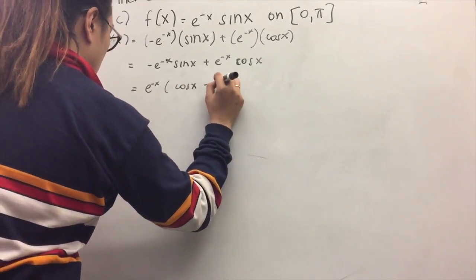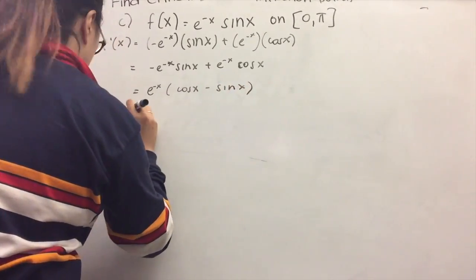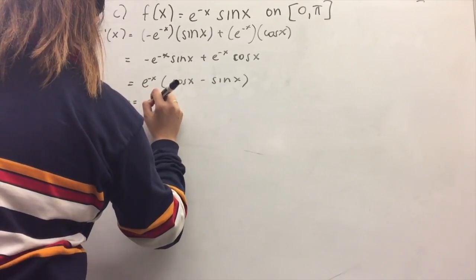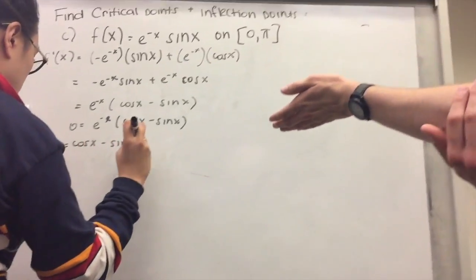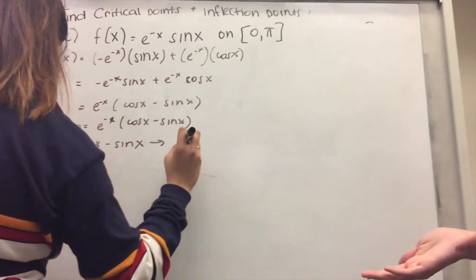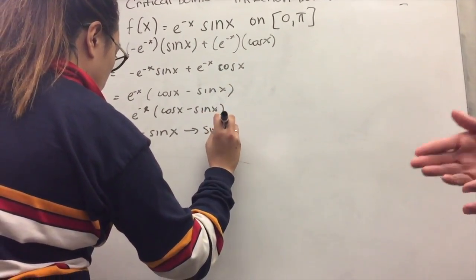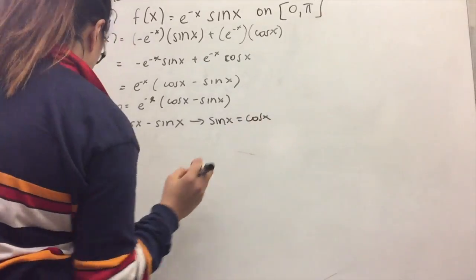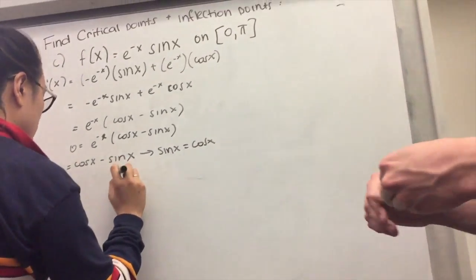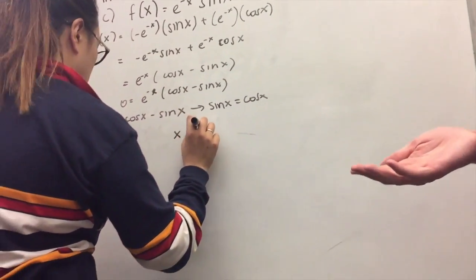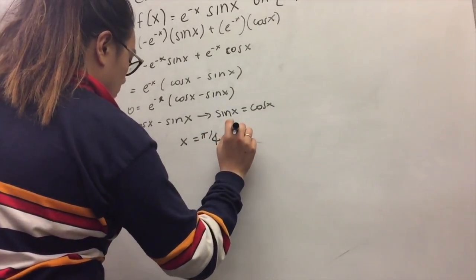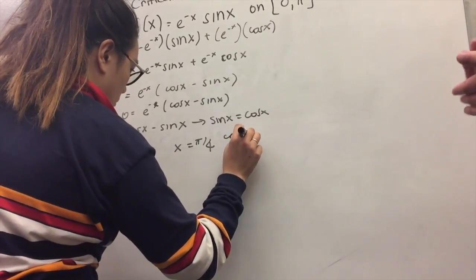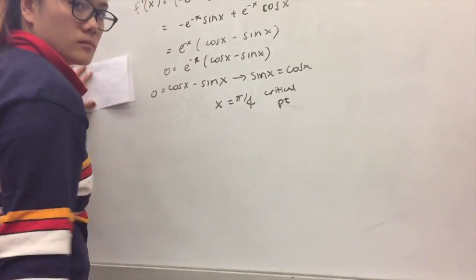You want to pull out the common factor, which is e to the negative x, to get cos x minus sine of x, and then times e to the negative x is equal to 0. So you just cancel out e to the negative x to get 0 equals cos x minus sine of x, which you bring sine of x to the other side to get sine of x equals cos x. x is equal to pi over 4, which is your critical point.